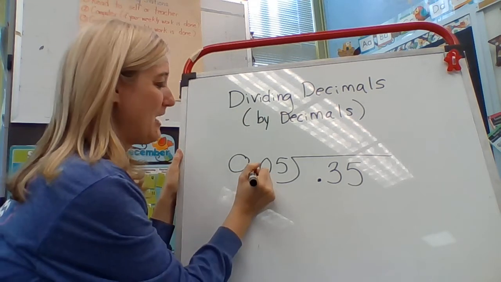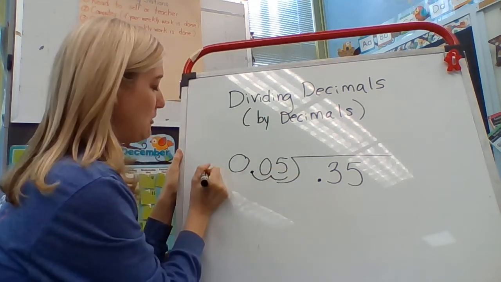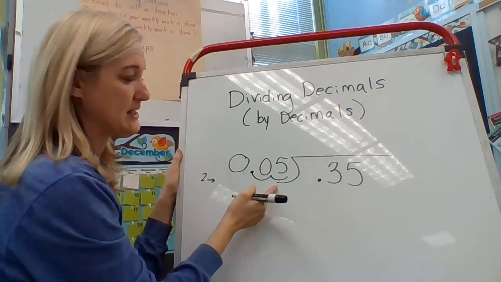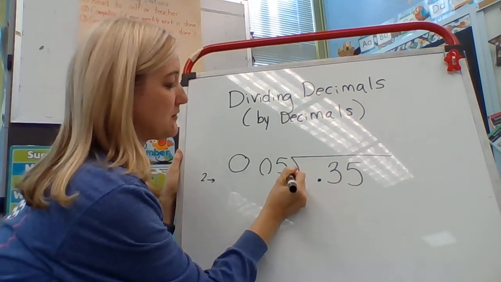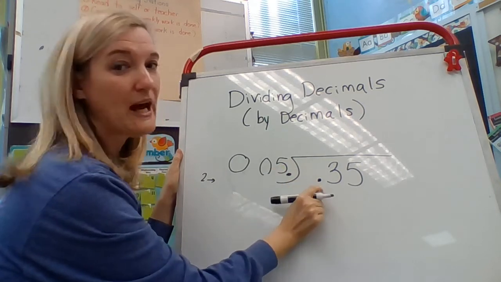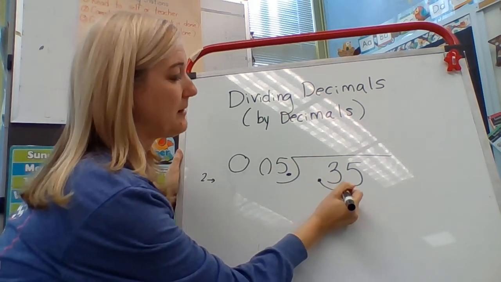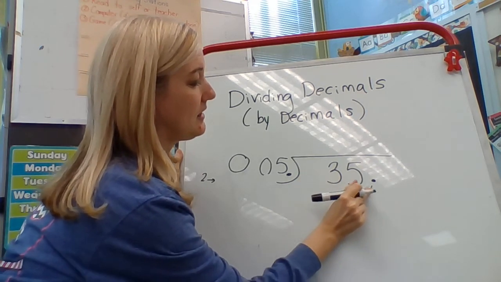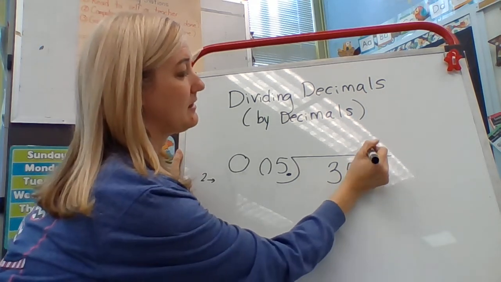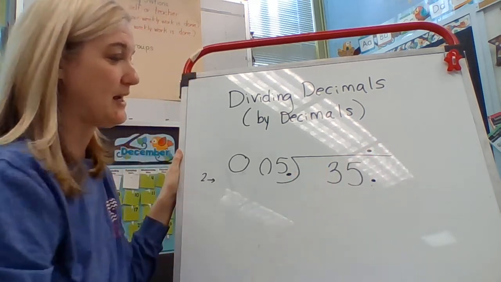Sorry about that. We're going to bump over 2 places with our decimal in our divisor. Okay, bumped over 2 places. We have to do the same thing to our dividend. I'm going to bump this over 2 places. Okay, in my division problems, my decimal point goes straight up.